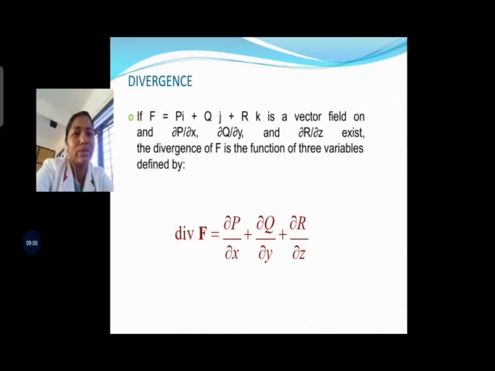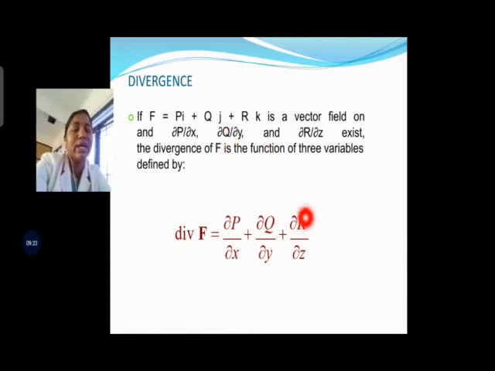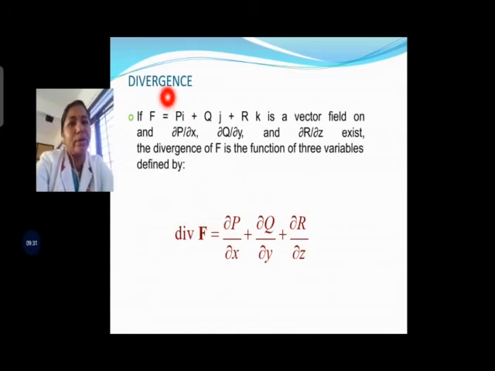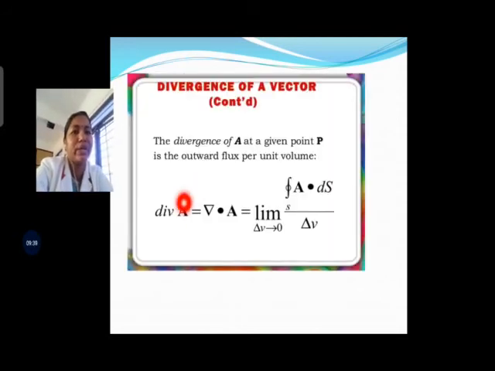So for divergence we just have to write dou by dou X, dou by dou Y, dou by dou Z, with whatever is given in I, J, K. The coefficient of I is P, the coefficient of J is Q, the coefficient of K is R. So we write divergence of F equal to dou P by dou X, dou Q by dou Y and dou R by dou Z. Just write div F for divergence. Sometimes it may be written as del dot, that is also called divergence. So divergence of F or del dot A, both are the same.